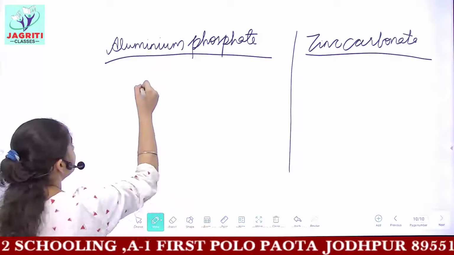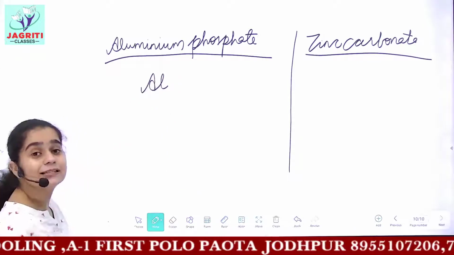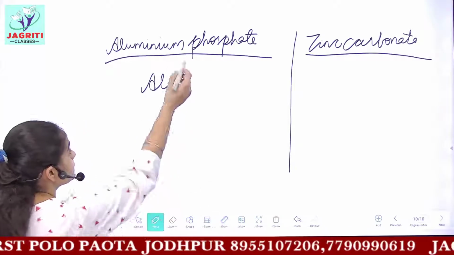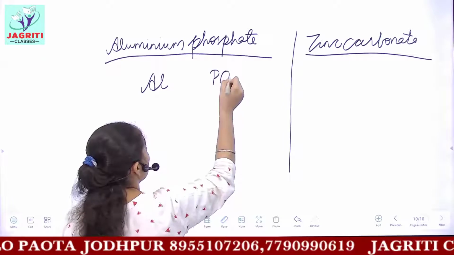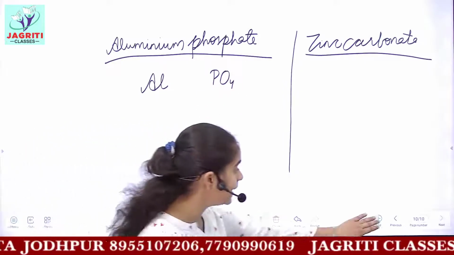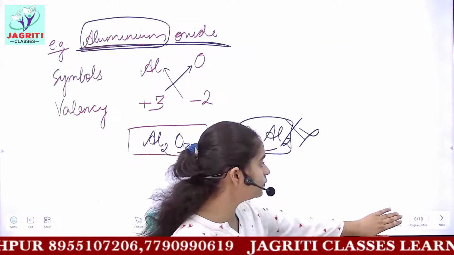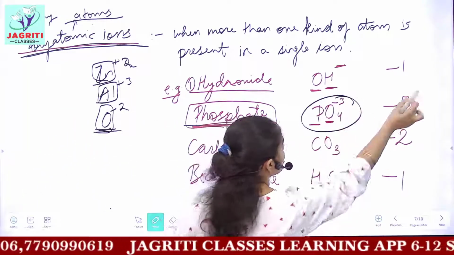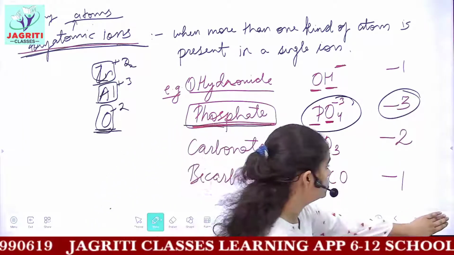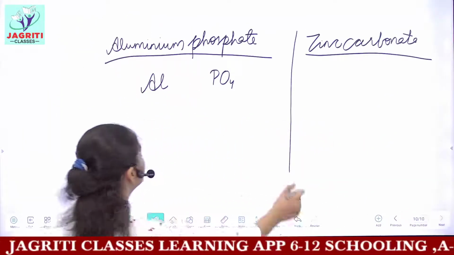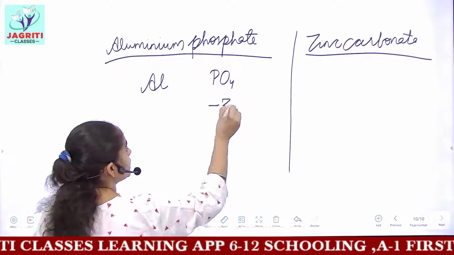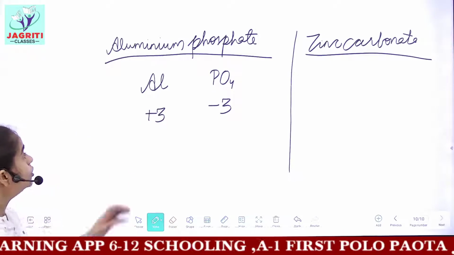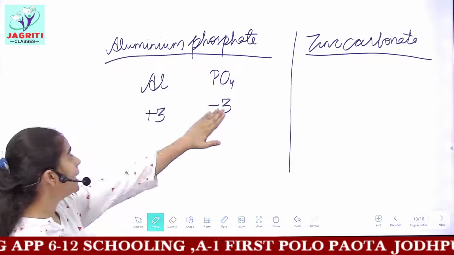The symbol of aluminium would be Al. These symbols and valencies we are taking from the table given in your books. You have to learn it. The symbol of phosphate is PO4. Just in the previous slide, when we were discussing the polyatomic ions, I told you the symbol of phosphate was PO4 and the charge is minus 3. So now we write the symbol of phosphate, PO4. The charge on phosphate is minus 3. The charge, or valency, on aluminium is plus 3. You see that 3 goes here and this 3 goes here.